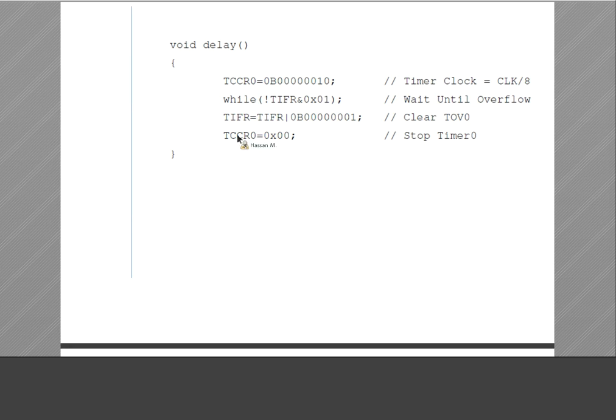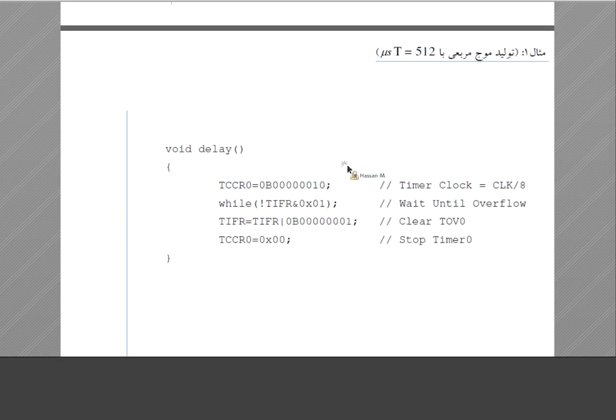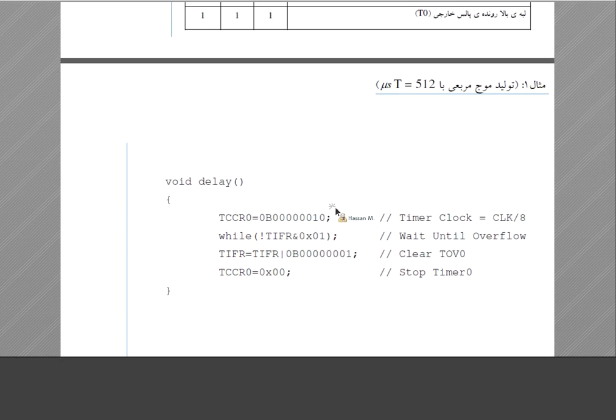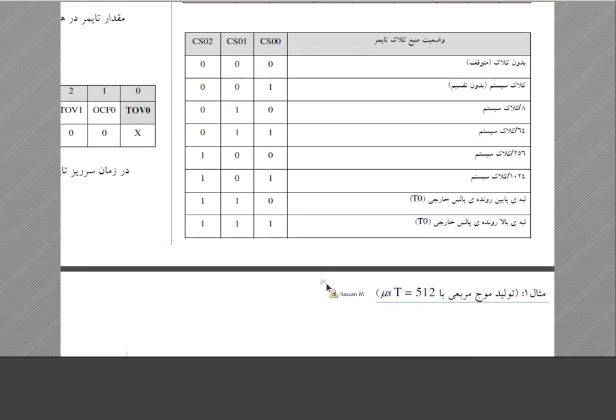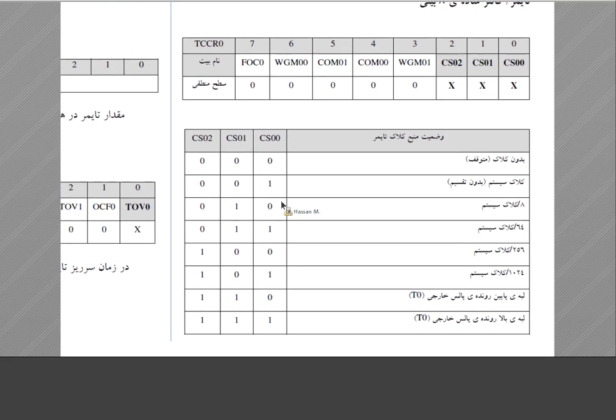That's right. And after it, timer counter control register is 00. That means stop timer 0. Why? These 3 bits mean clock select. If it was 000, it means stop the timer. No clock, or the timer is stopped.